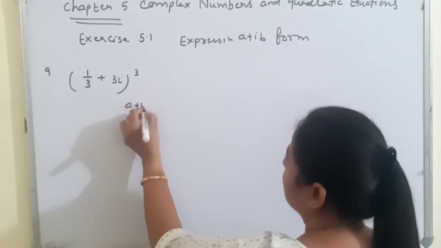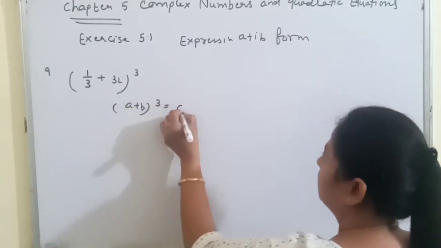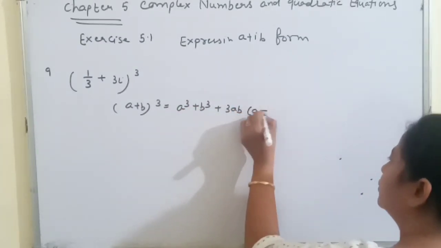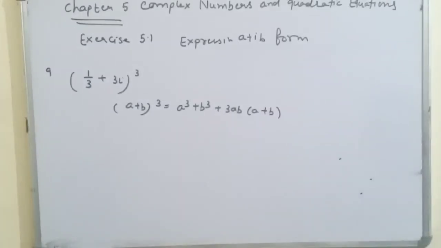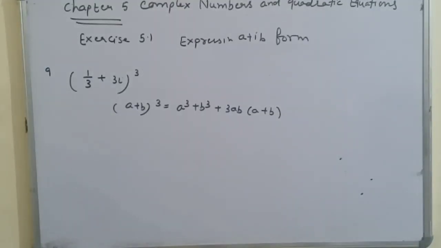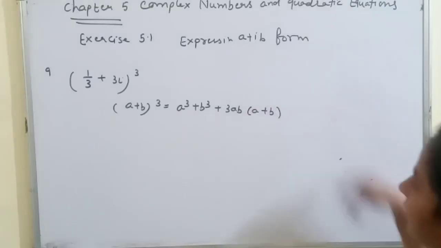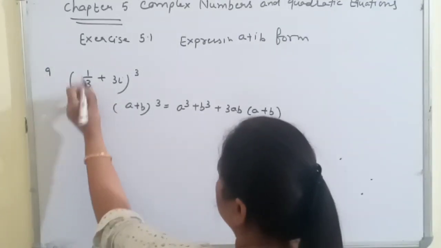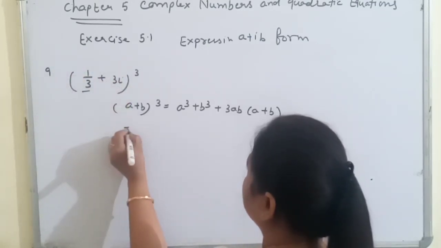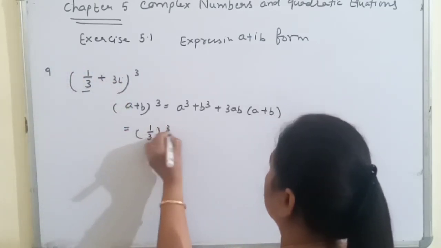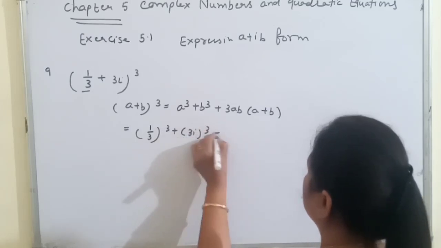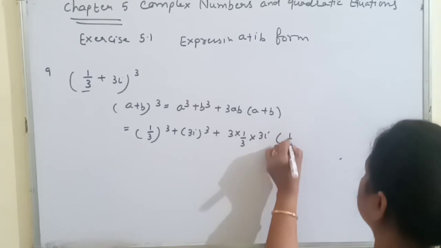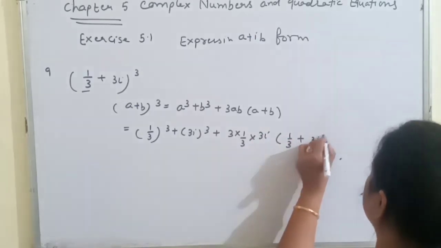By using (a plus b) whole cube, this will be equal to a cube plus b cube plus 3ab into (a plus b). In class 9 we have already solved a lot of questions using this identity, so let's do it again. Here a is 1 by 3 and b is 3 iota: a cube plus b cube plus 3ab(a plus b).